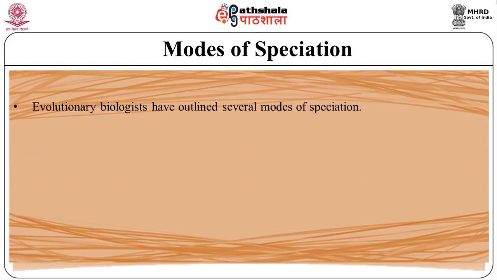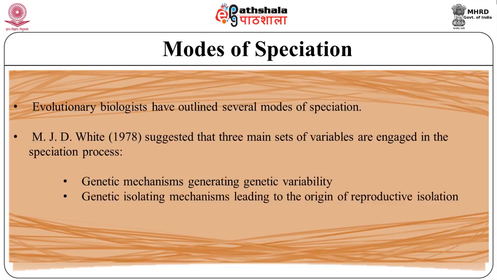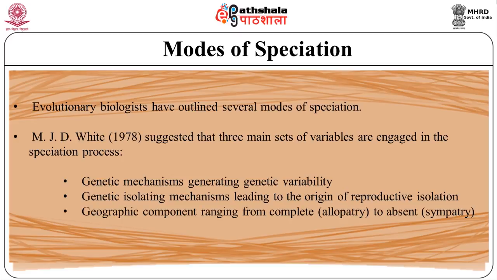Now, let's understand the modes of speciation. Evolutionary biologists have outlined several modes of speciation. For example, J.S. Huxley in 1942 emphasized three crucial types of speciation, namely geographical, ecological and genetic. M.J.D. White suggested that three main sets of variations are engaged in the speciation process, which are genetic mechanisms generating genetic variability, genetic isolating mechanisms leading to the origin of reproductive isolation, and the geographic component ranging from complete, that is allopatry, to absent, that is sympatry.